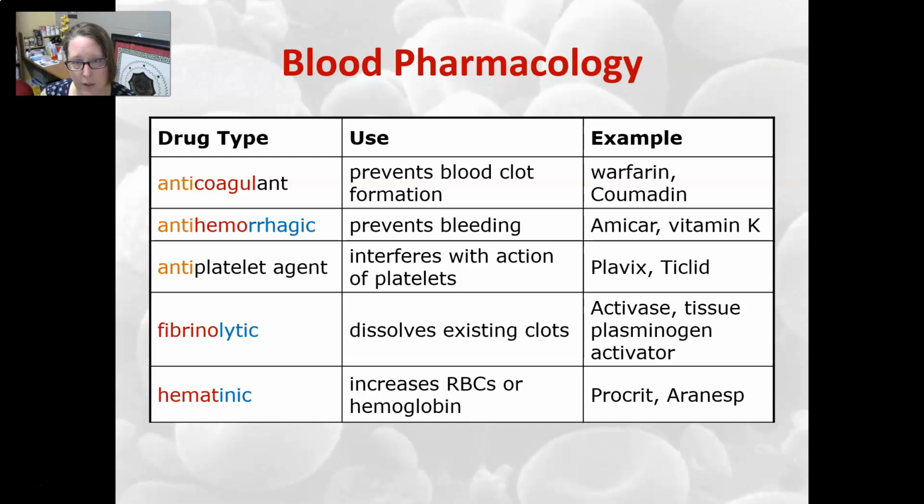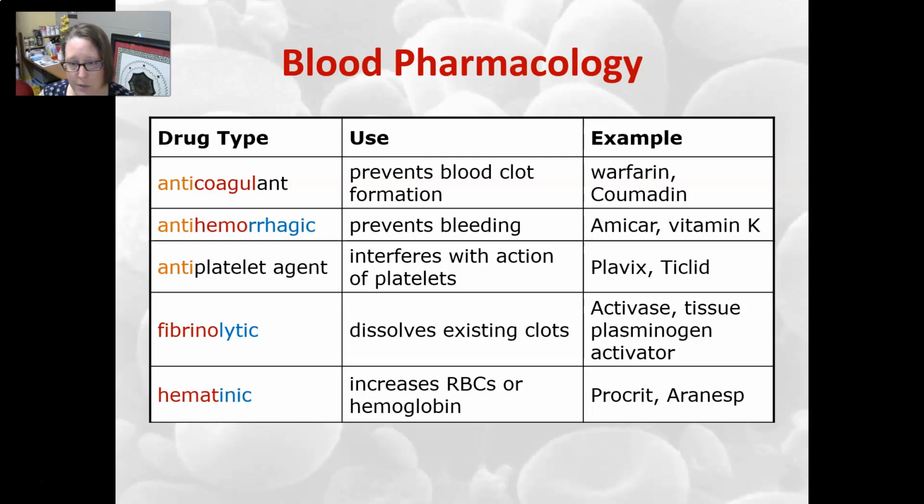An anticoagulant prevents blood clot formation. An example would be warfarin or Coumadin. Antihemorrhagic prevents bleeding, like Amicar and vitamin K. An antiplatelet agent interferes with the action of platelets, and this is usually done to prevent blood clots. So this is Plavix, for example.